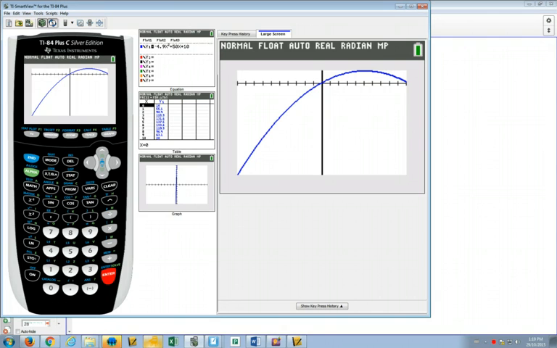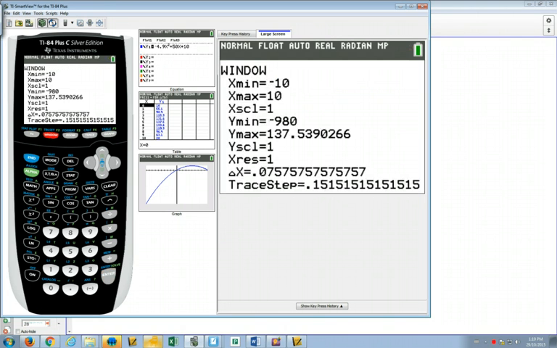If you want to change it even more, let's say I just want to see this part up here, I can go to my window button and change my x min and x max, my y min and y max. So I'm going to do that right now. I'm going to go from x going from -1 to 20, and I'm going to change my y from -1 to 200.